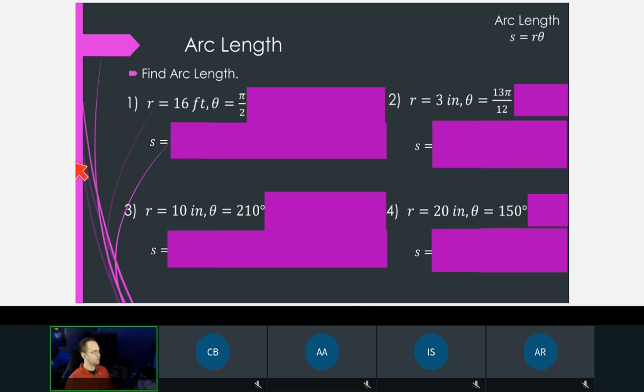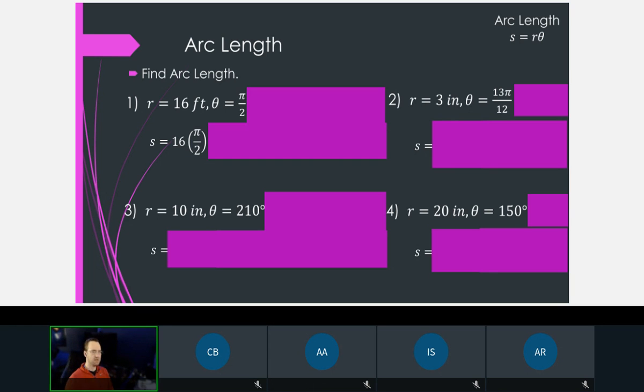All right, so let's do number 1 together. So we want to find the arc length. The given radius is 16 feet, and your theta is pi over 2. So we're just going to use this formula here. We're given the radius, we're given theta. So we just plug those in and type that in. Everyone go ahead and type in 16 times pi over 2.